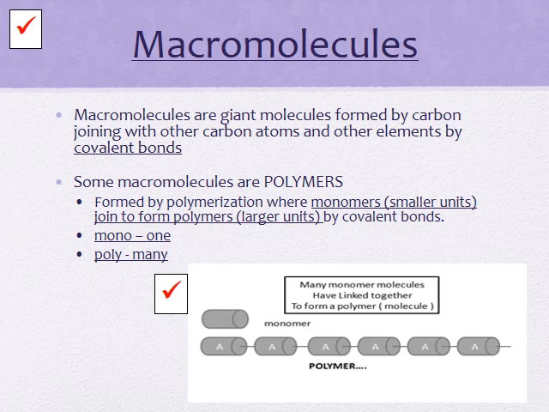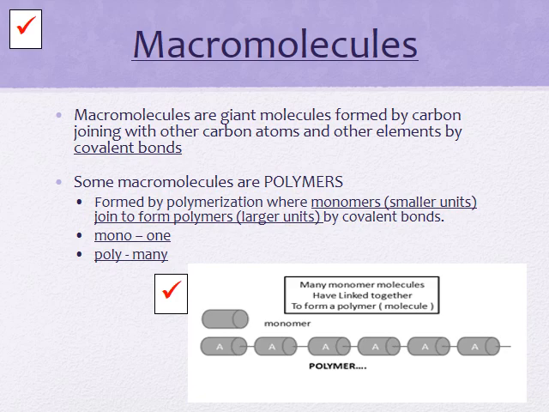So macromolecules are giant molecules formed by carbon joining with other carbon atoms and other elements via covalent bonds. Some of them are polymers. Polymers are formed by polymerization, where monomers, the small units, join to form polymers, the larger units, via covalent bonds. Think of it like Legos. The monomers are these small Lego bricks, whereas the polymers are whatever you build with them.